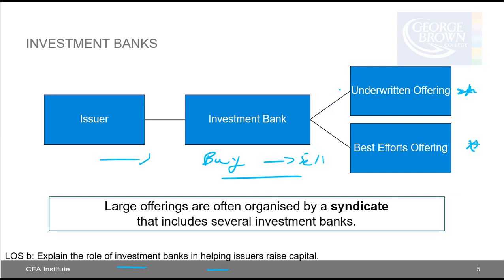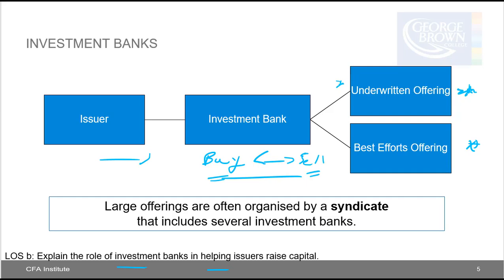Over here, acting on an underwritten offering, the investment bank will buy the securities, but then it's their responsibility to sell them. They're taking on risk. There could be an issue that they can't sell it all for the price that they expect, which would be greater than the price that they're buying them at. Okay, but in a best efforts offering, acting only as a broker, they do not assume that risk.